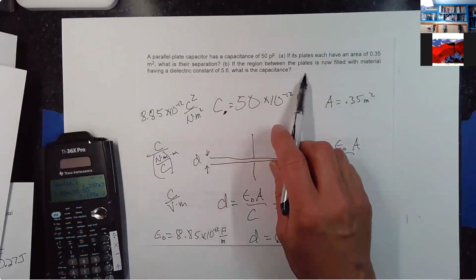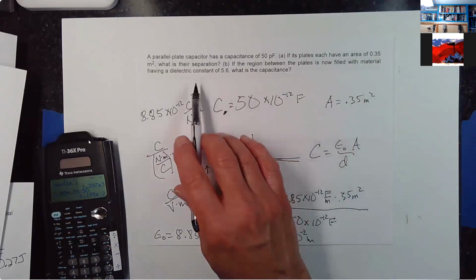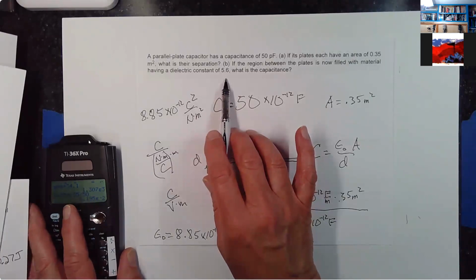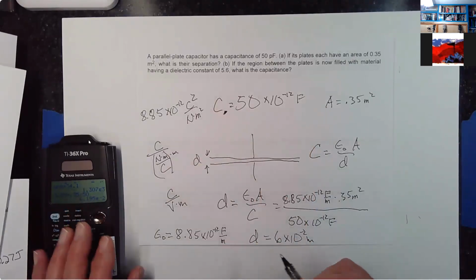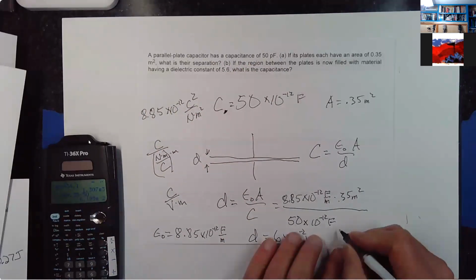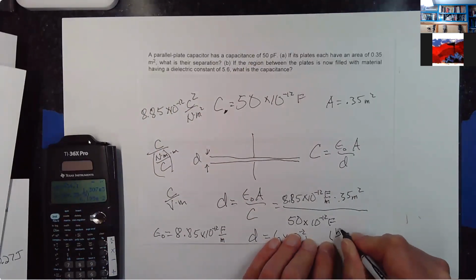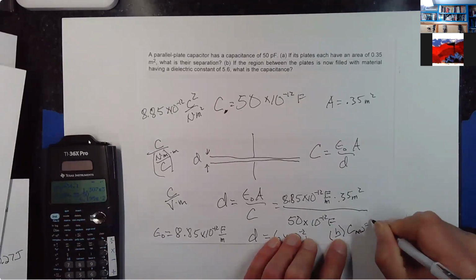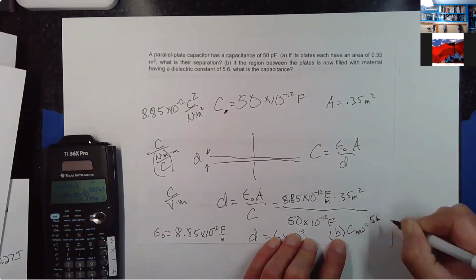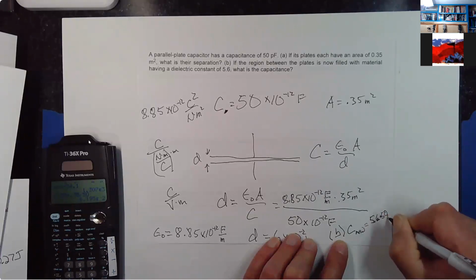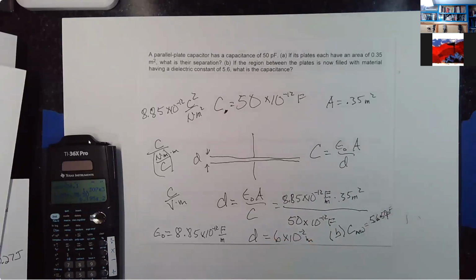If we fill the region between the plates with material having a dielectric constant of 5.6, what's the capacitance? Well, it's just going to be 5.6 times that. So for part B, the new capacitance is just going to be 5.6 times 50 picofarads. That's all you have to do to figure out the new capacitance.